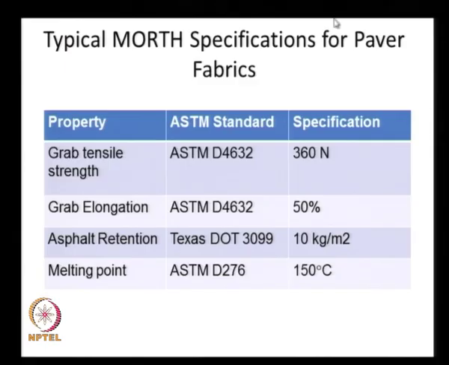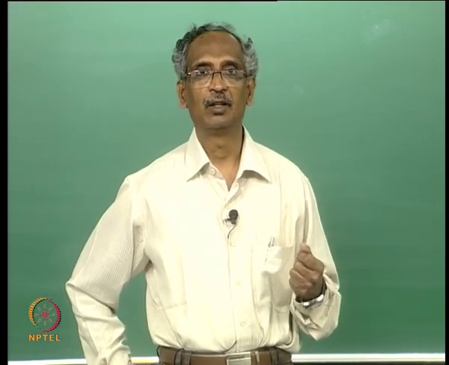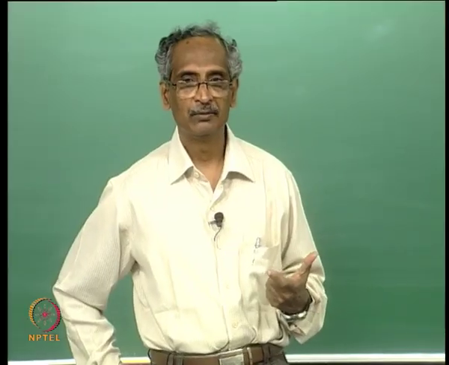And these are some of the MORTH specifications for paver fabrics. MORTH is the Ministry of Road Transport and Highways. The grab tensile strength should be of the order of 360 newtons, and the grab elongation is 50%. Then asphalt retention should be 10 kgs per square meter, and the melting point should be greater than 150 degrees centigrade, because the asphalt is placed at a very high temperature, and our geosynthetic should be stable at that temperature.